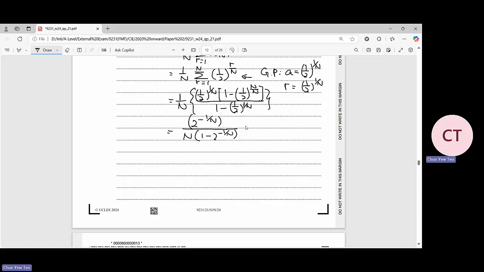Then after that, in order to get a 1, I need to multiply 2 power positive 1 over n, multiply 2 power positive 1 over n. Then you get this one as a 1. Then you get this as the 2.